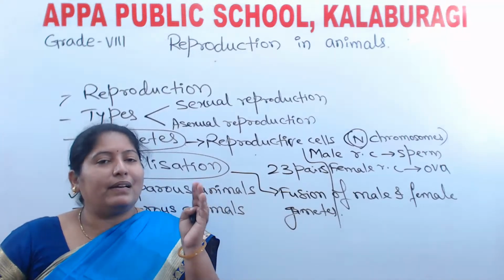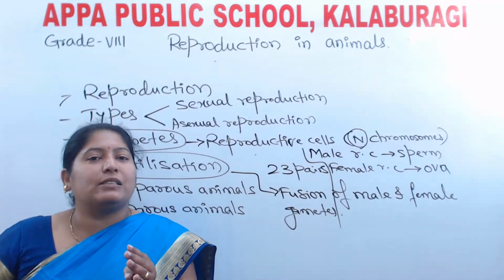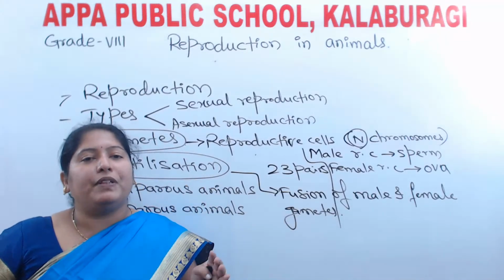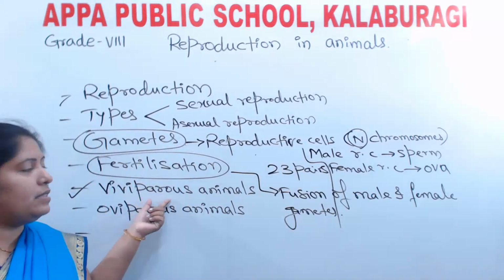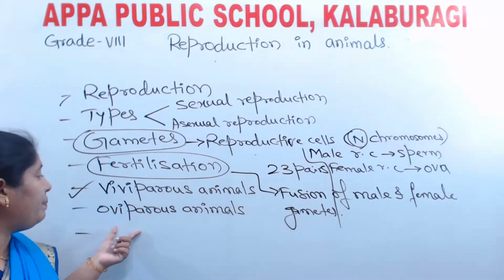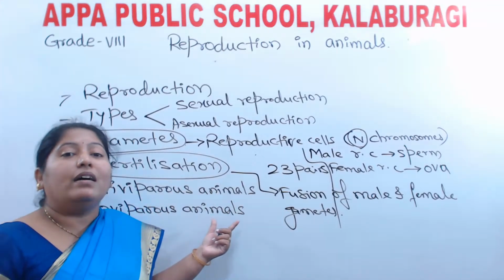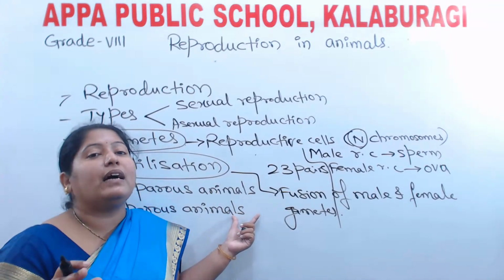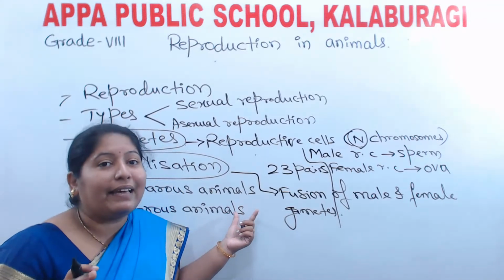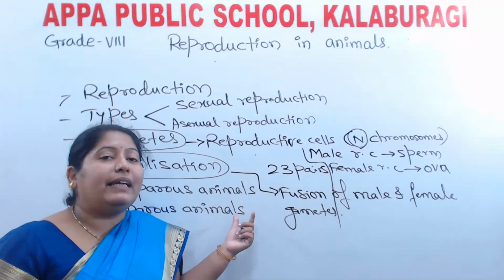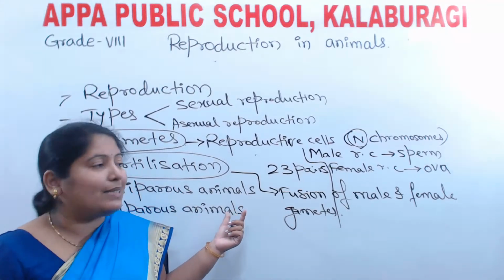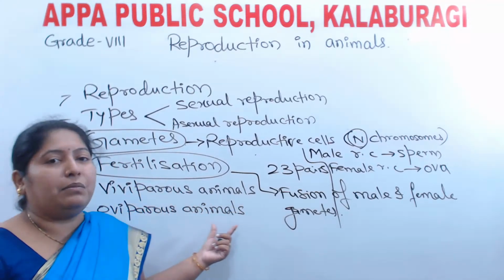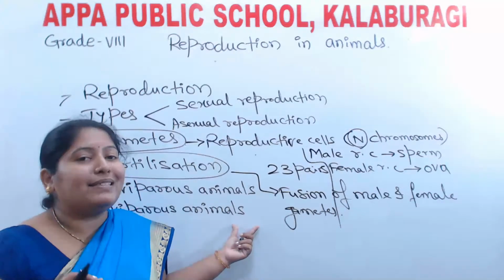In viviparous animals, the complete growth and developmental stages take place inside the womb of the mother or female body. Then what are oviparous animals? These are the living organisms which lay eggs. That egg is fertilized and then incubated, and the young one is hatched out from it. These are the oviparous animals.